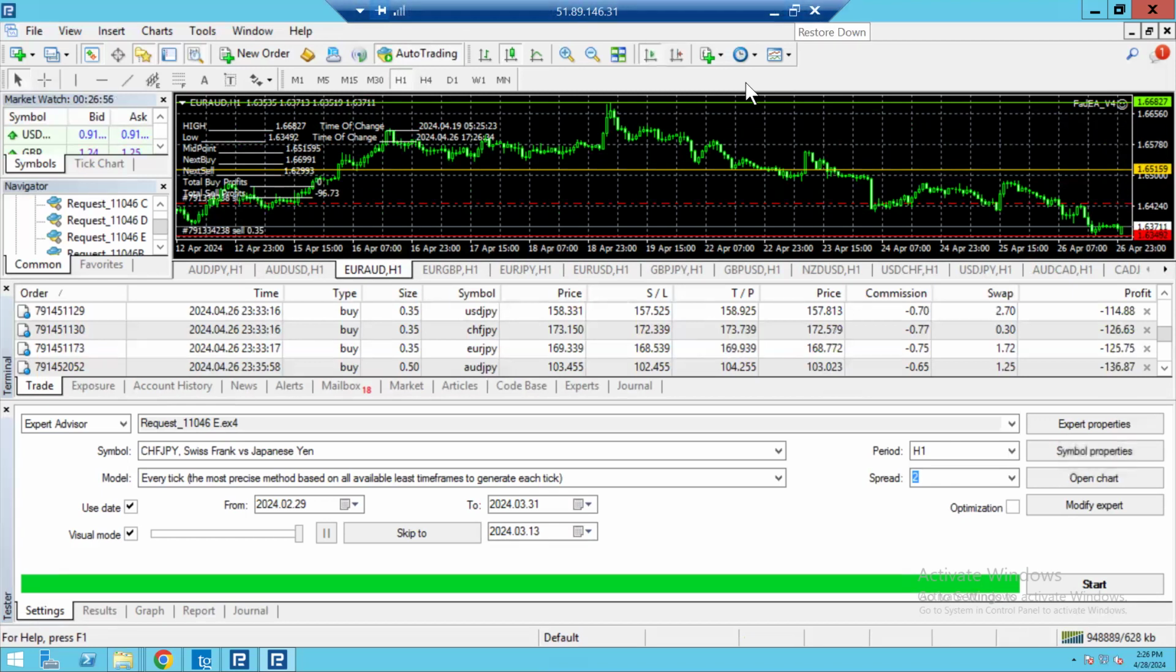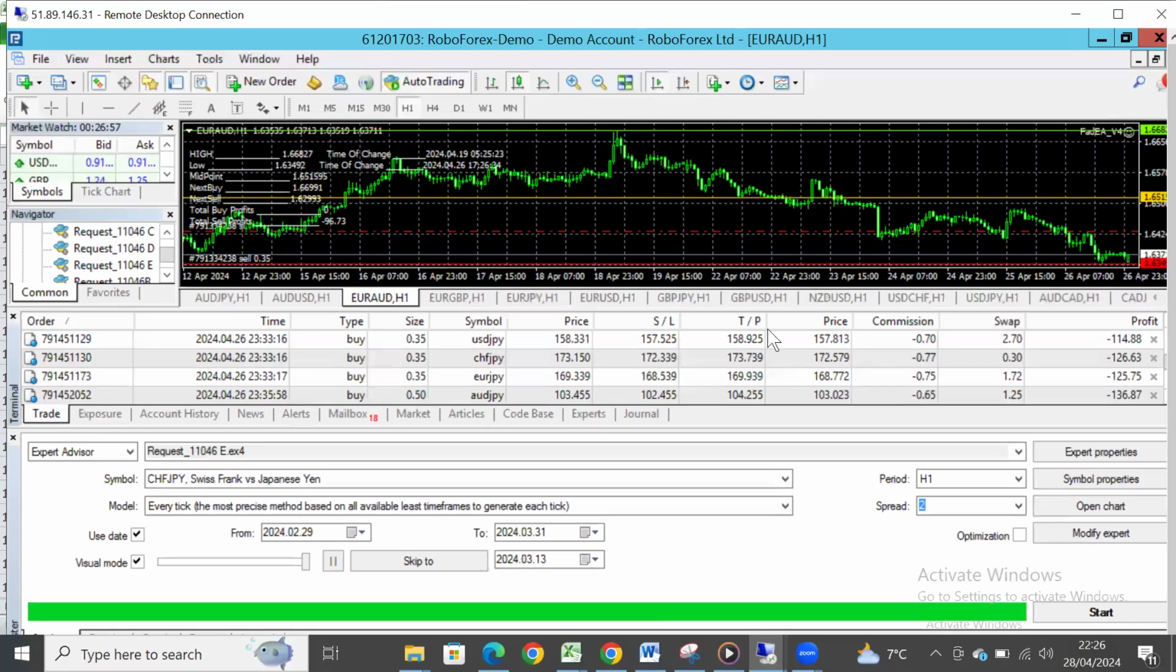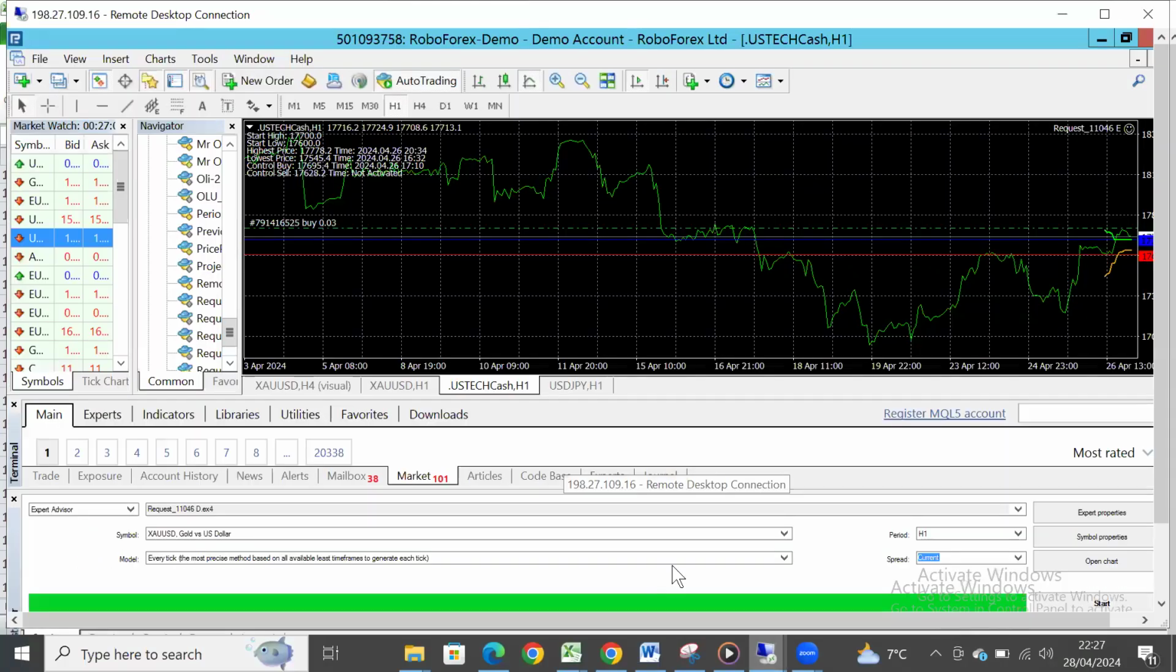Okay, so the next one, let's look at another strategy. For this, this is still under construction. We are yet to complete it, but it's called Victoria strategy. Currently it is taken as request 11046. Okay, so what does this EA try to do?